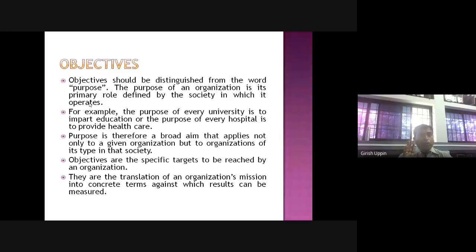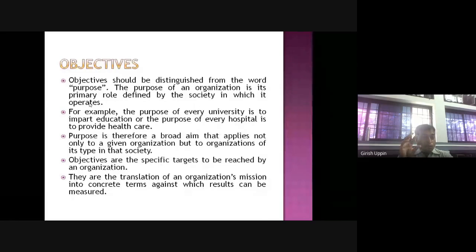The purpose of this college is to produce good students. Sorry, that is a very generic statement. That statement really doesn't tell much. Suppose I say the computer science department should produce the best computer science engineers, that is the purpose. If you want to achieve that, you have to create the objectives. Objectives are very specific about what we want to do.